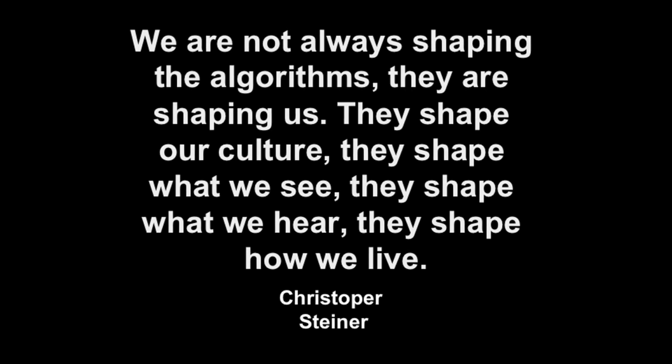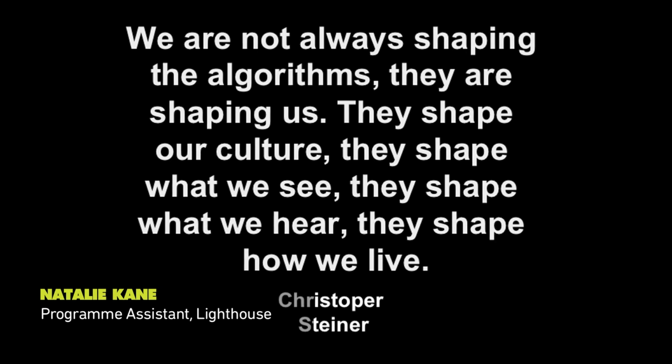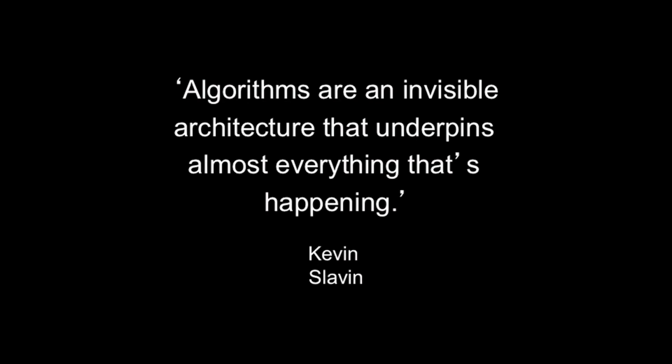Algorithms have had a massive impact on the way we experience culture online, from Spotify suggestions to Amazon recommendations and social media timelines and the things you see on Twitter trends. Algorithms mediate the way we interact with the world around us. If algorithms are the invisible architecture that underpins almost everything that is happening, what does this mean for curators and arts institutions in the age of the algorithm?